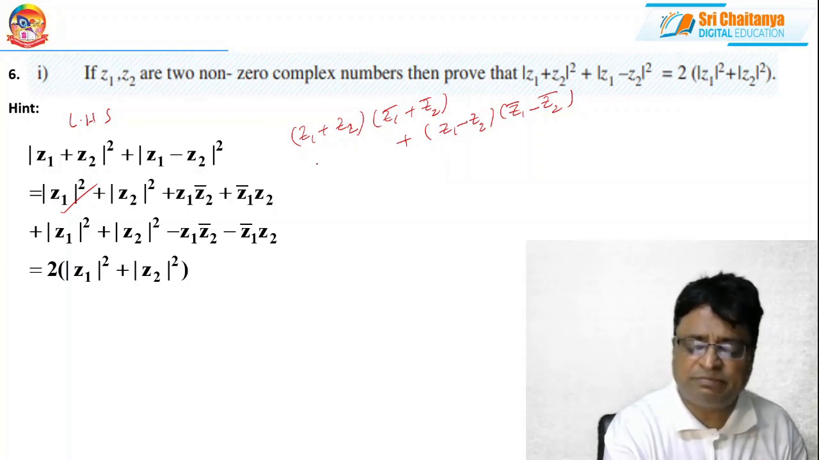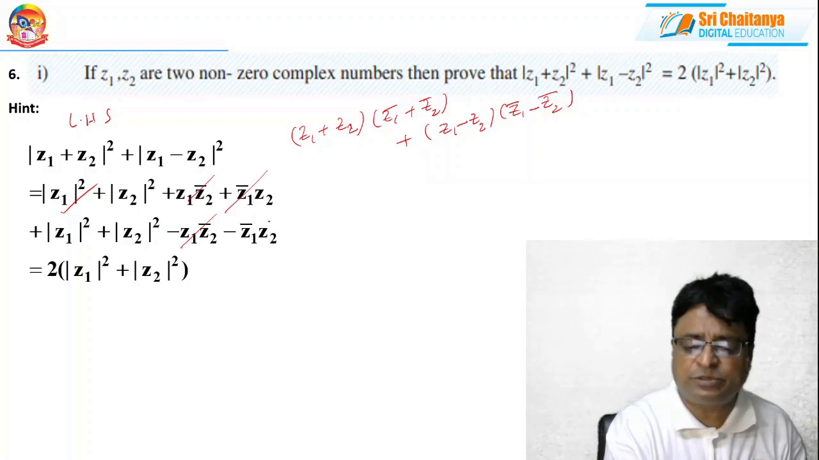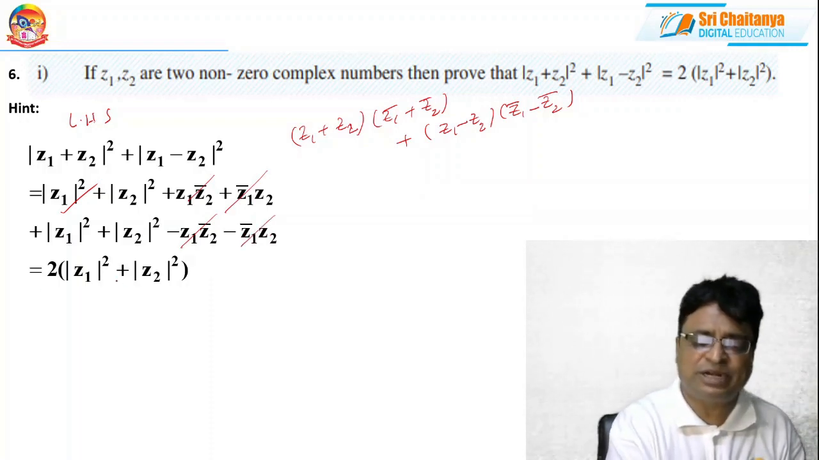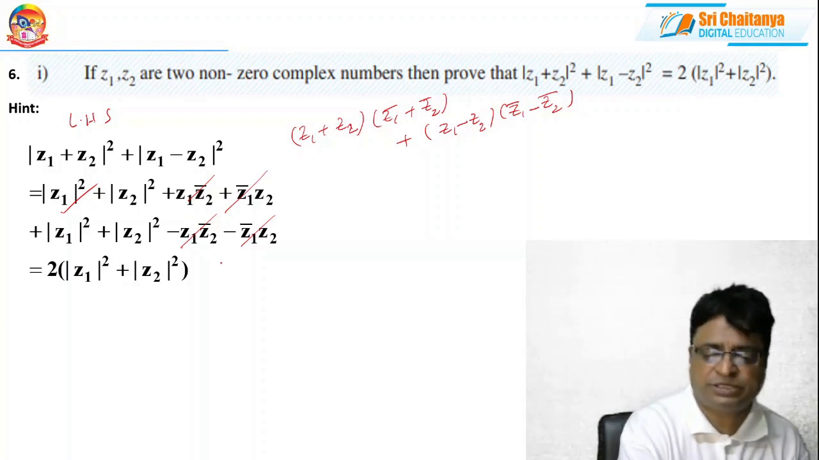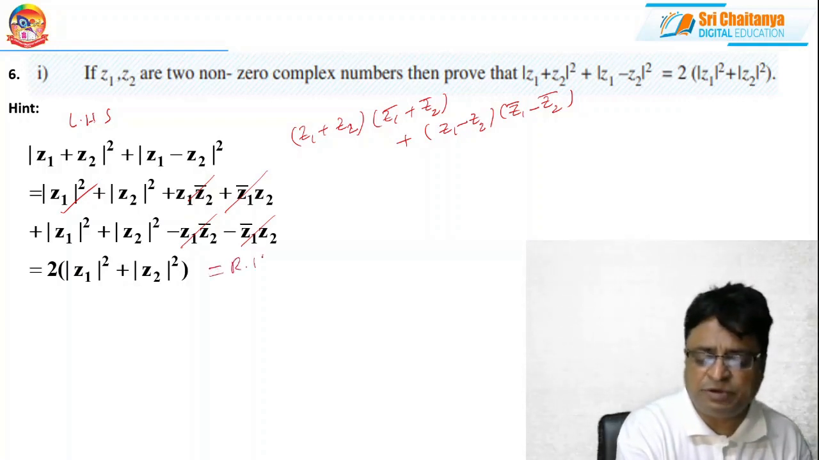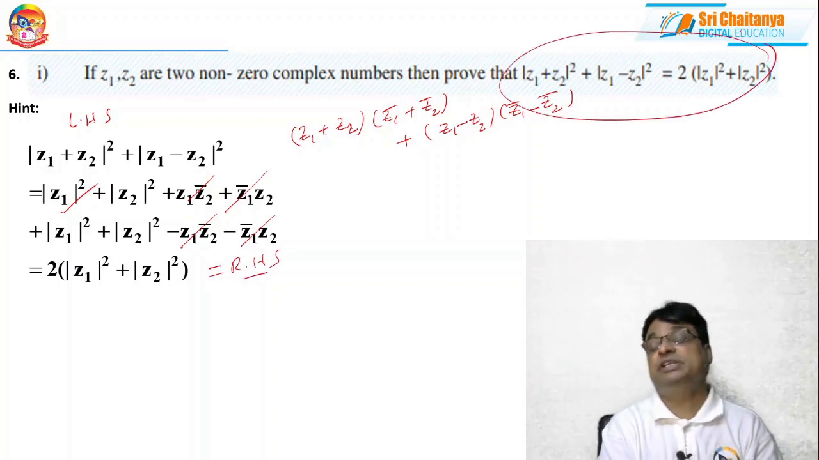And here Z1 Z2 bar plus Z1 bar Z2, that is about this one. And similarly, after multiplication, the second product is like this. So Z1 Z2 bar as well as minus Z1 Z2 bar, plus Z1 bar Z2 minus Z1 bar Z2 get cancelled, and you get the answer as 2 into (mod Z1 square plus mod Z2 square), which is equal to RHS. My suggestion would be, please practice and learn this result by heart. Sometimes it is useful for you.